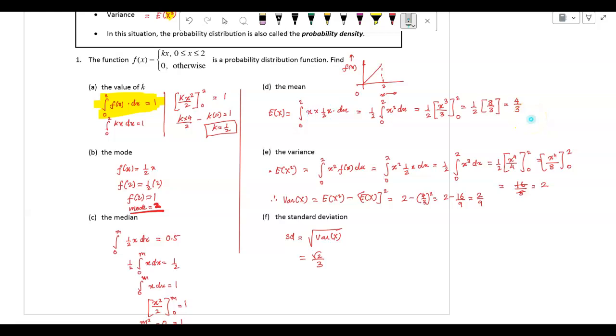Got it. What's your variance? X square fx. So you take your fx, multiply by x square. Correct? So it becomes x cube. Integrated, that will give you this first part. And then minus your mean square. Got it. Standard deviation is square root of variance.